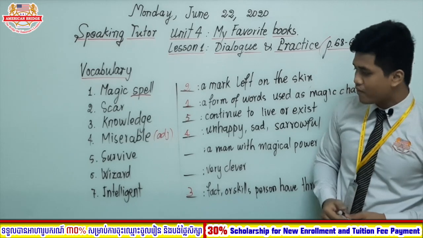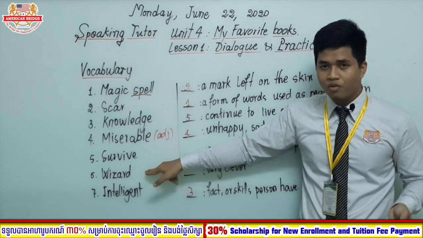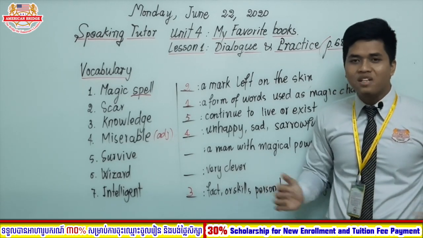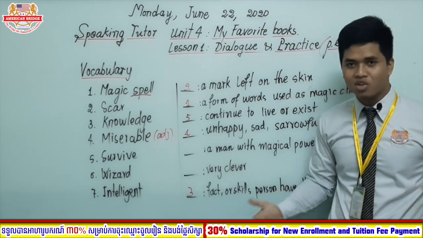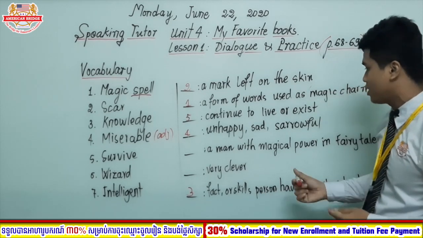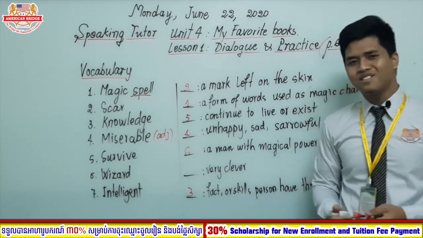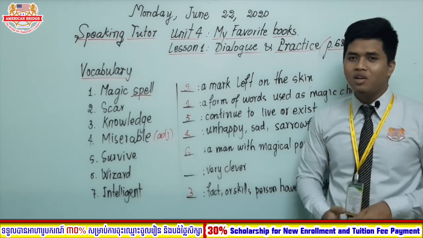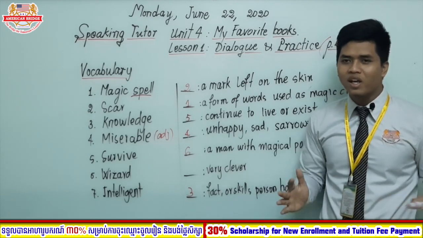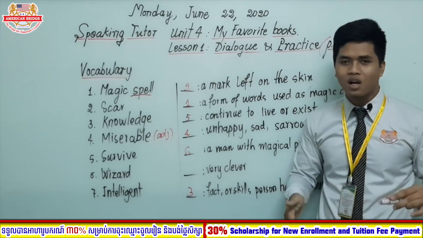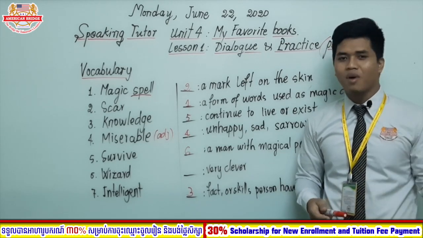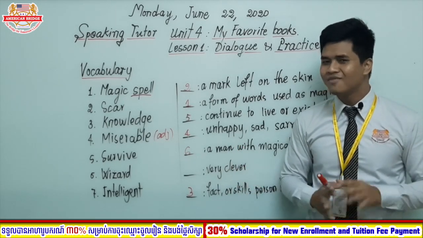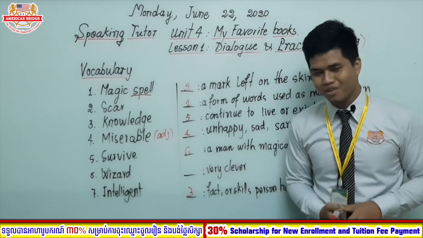Number 6 and number 7. Number 6, which is wizard. So wizard refers to a man with a special power. He possesses a magical power, so we call him a wizard. And mostly it only appears in novels and fairy tales. But in real-world situations, there is no way a person can possess such great power. Let's say when you point to somebody, that person will listen to you and follow what you are saying. It's maybe not possible.